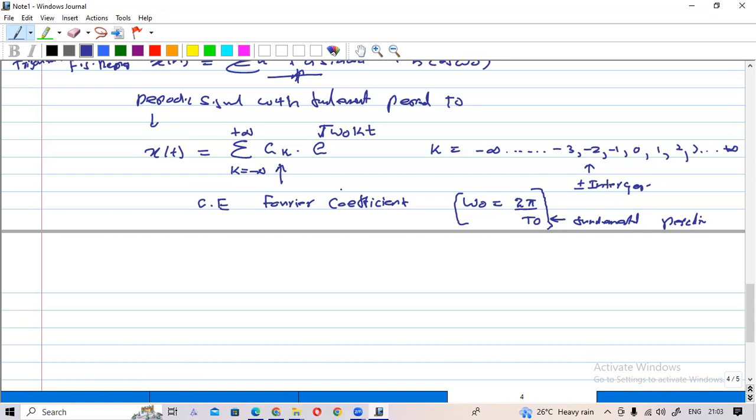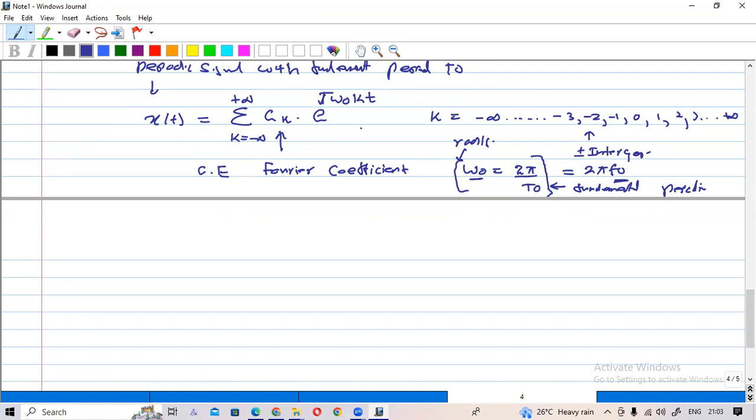It is measured in radian per second. Omega naught is in radian per second. Also, you know that 1 over T naught is 1 over second, that is hertz. So omega naught is equal to 2 pi F naught. F naught is the normal frequency, and omega naught is the angular frequency or angular velocity. So you know this equation. This is how we can represent it.